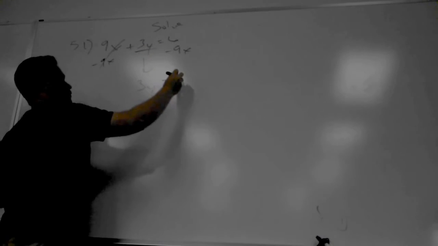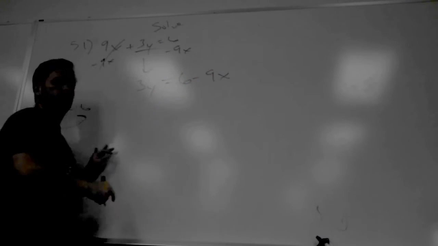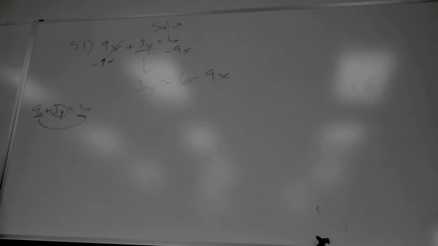So what do I want to get rid of? 9x. So that goes away. I got 3y equals 6 minus 9x. Good. These are not like terms, so you cannot slap them together. And here's where people made mistakes. There was one problem in the chapter 1 homework. What do I do now?